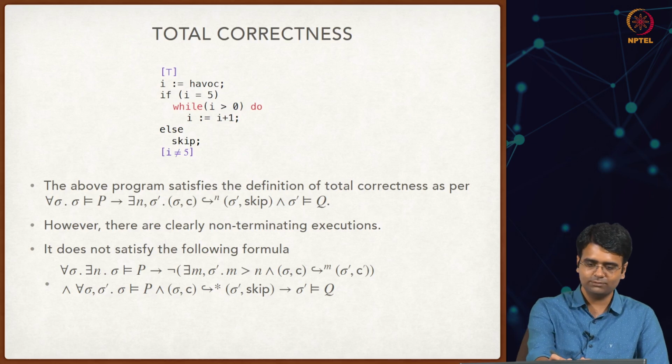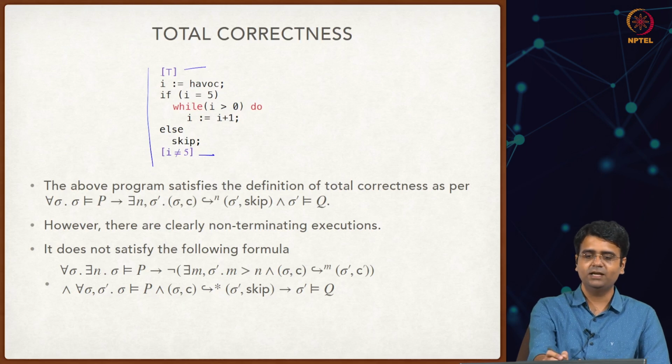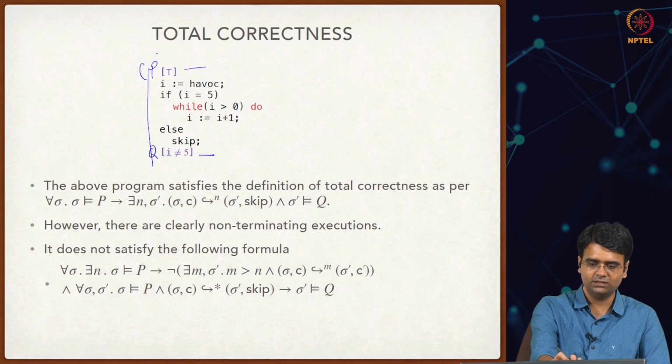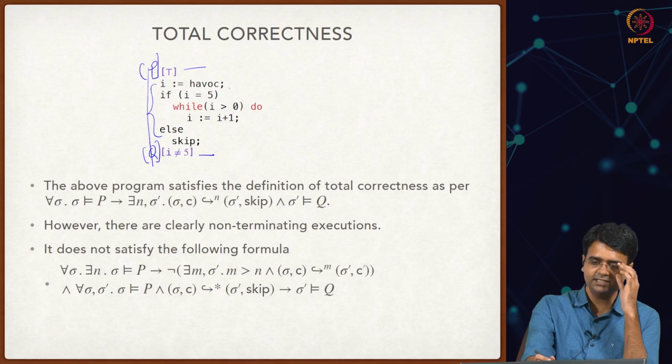If you look at this program, the first thing you should notice is that it is talking about total correctness, because I am using the square brackets here instead of curly brackets. So this is the precondition, this is the postcondition, so this is P, Q, and this whole program is C. The precondition is true, and the postcondition is I is not equal to 5. Let's see what the program does.